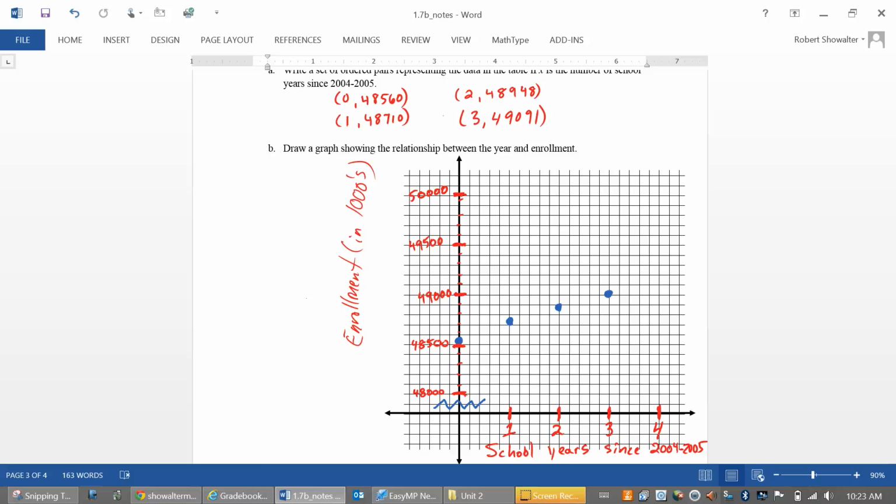We plot the points in this situation. We actually do not connect them in this case, because in this context we're talking about total enrollment for each year. There's no year 1.5 after 04-05. Does that make sense? There is no year in between 04-05 and 05-06. So we cannot connect them because there's nothing happening in there. Does that make sense? Okay.